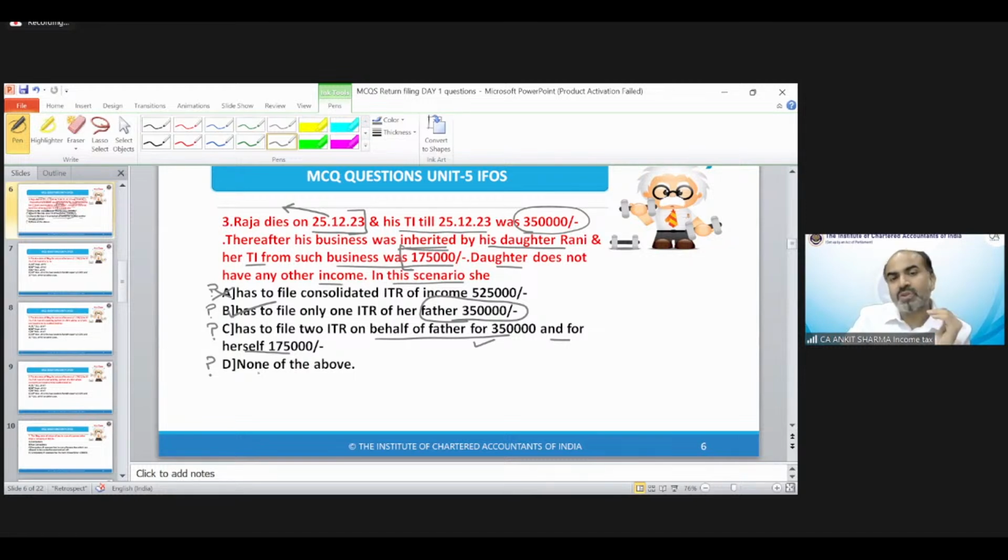None of the above is also an incorrect answer because the correct answer is option number B. That is, she needs to file the ITR of her father only. The correct option is B. Next.